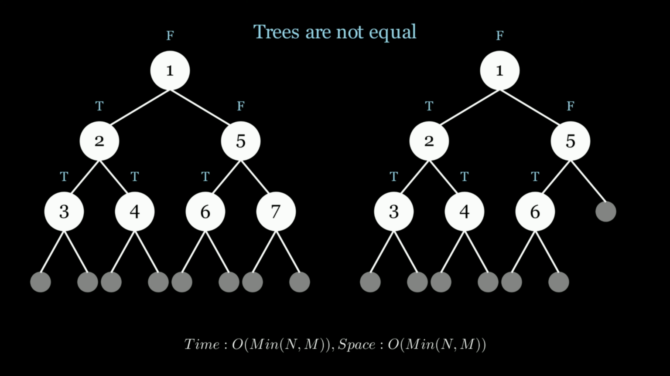Now, the reason why you have space complexity being the minimum of n and m is due to the recursive stack. So how many recursive calls are we going to make? At most, it's going to be the minimum of n and m in a skewed tree.